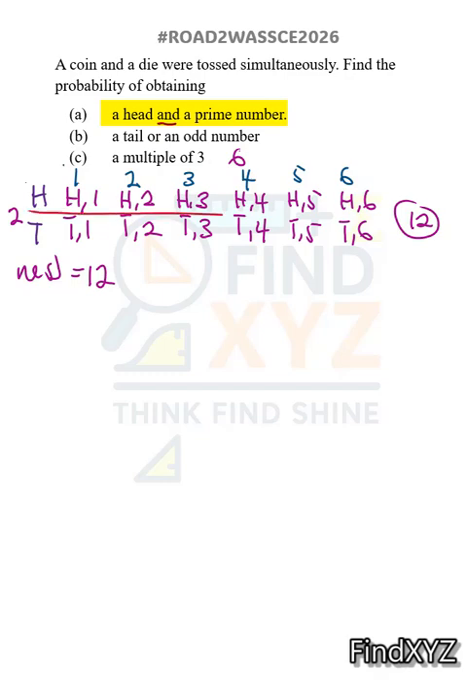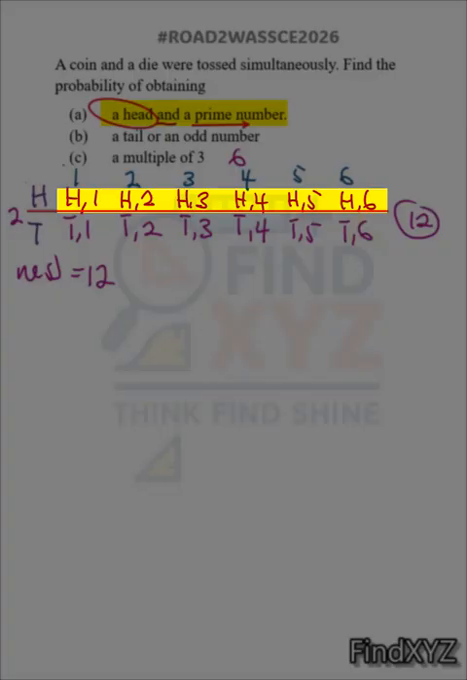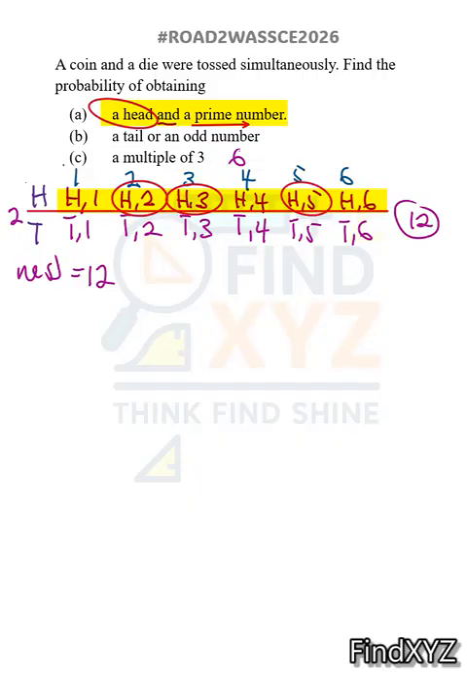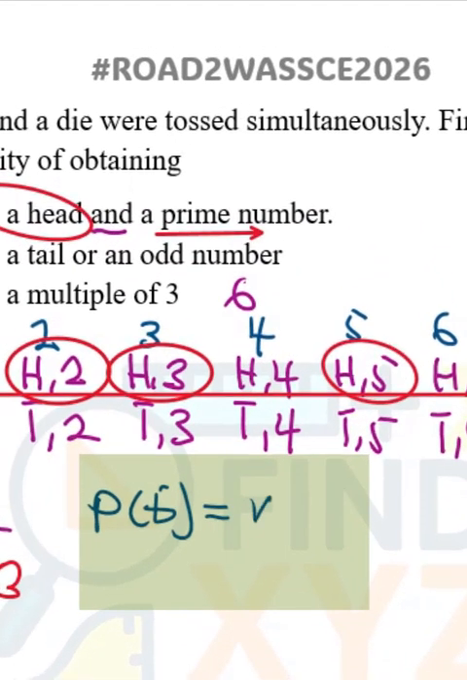So we are going to look at just head, because head is a condition. Then which one matches with a prime number? A head and 1 is not prime, so it doesn't match. A head and 2, yes, 2 is a prime number. 3 is a prime number, but is 4 a prime number? No. 5 is a prime number, yes, we select that one, but 6 is not a prime number. So the number of events is equal to 3, but we know the probability of any event is the number of events occurring over the number of sample space.